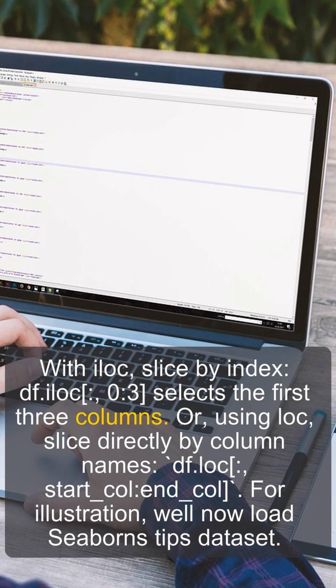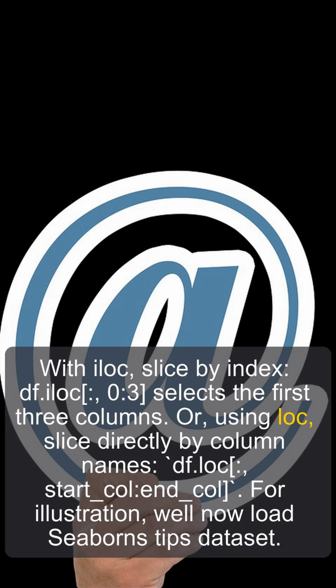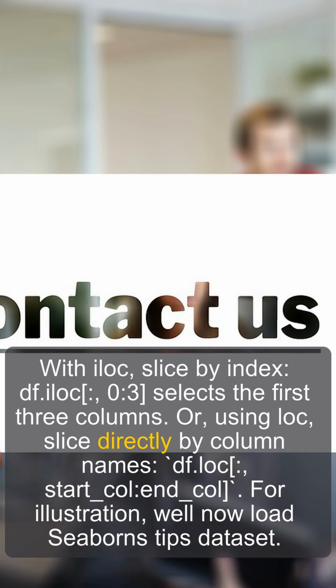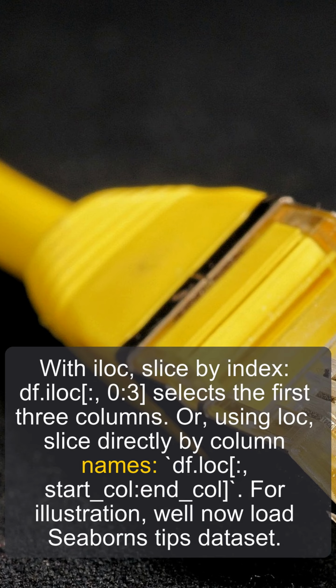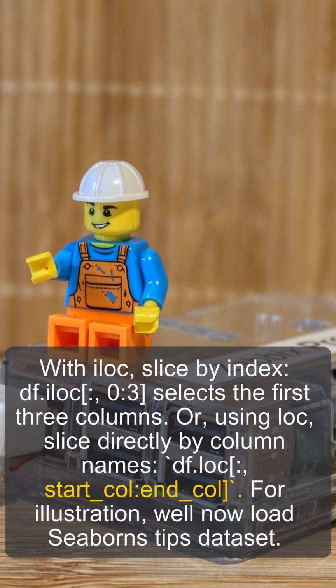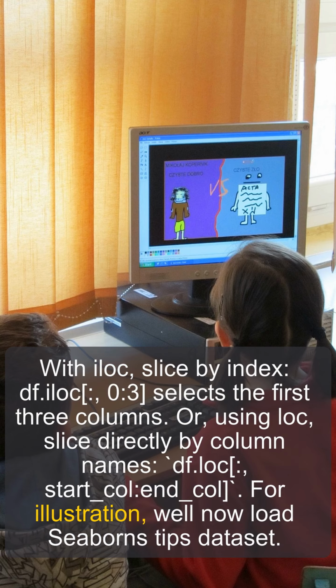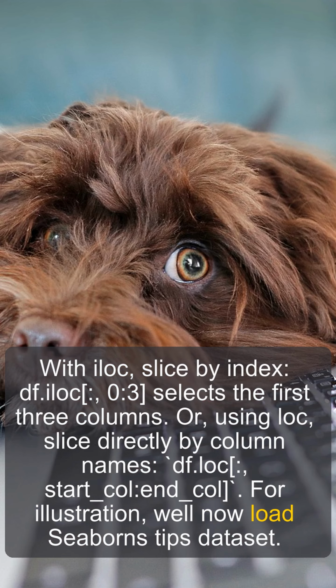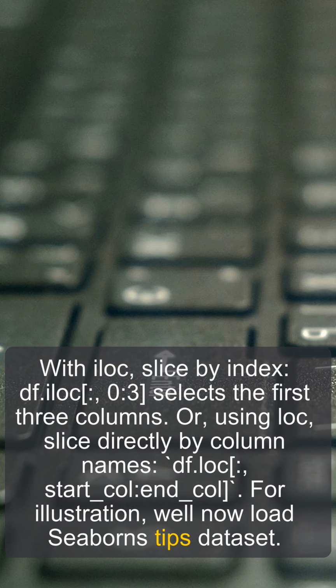Or, using loc, slice directly by column names: df.loc[:, 'start_col':'end_col']. For illustration, we'll now load Seaborn's tips dataset.